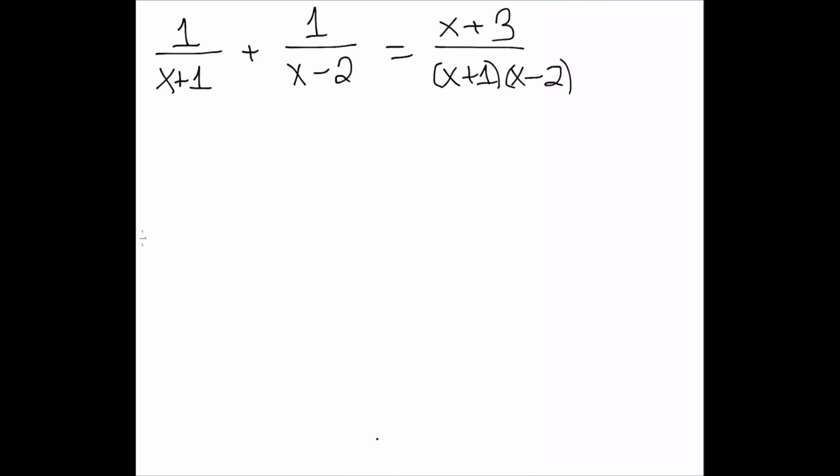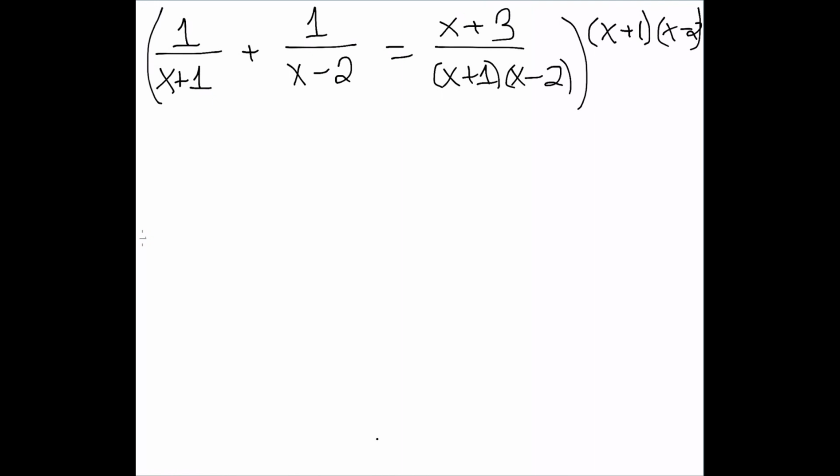Here we have a rational equation, 1 over x plus 1 plus 1 over x minus 2 is equal to x plus 3 over (x minus 1)(x plus 1)(x minus 2). So we're going to start by actually multiplying by the least common denominator. The least common denominator here is everything that's on the bottom of a fraction. So the first fraction has an x plus 1 on the bottom, the second has an x minus 2, and then the third actually has both of these. We've already taken them into account.